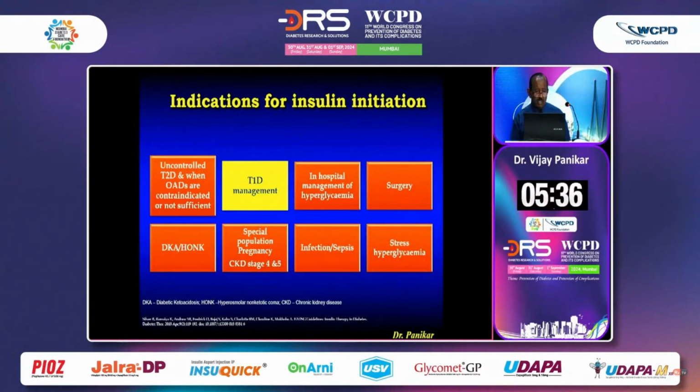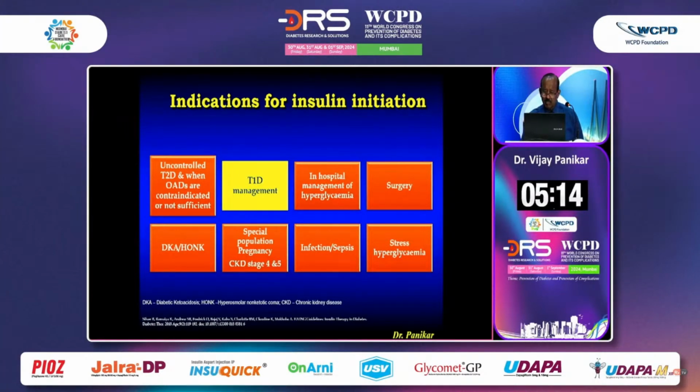Indications for insulin across the board: uncontrolled type 2 diabetes. See, type 1 diabetes is a different ballgame. Personally, I would think analogs are good, but if the cost is an issue, we still have to make do with human insulin. And that is the role for analogs here. Type 1 diabetes, definitely. But when it comes to type 2 diabetes, we have a choice.